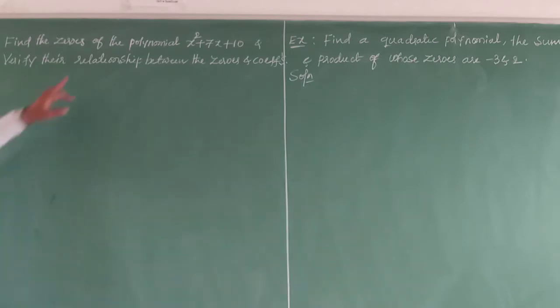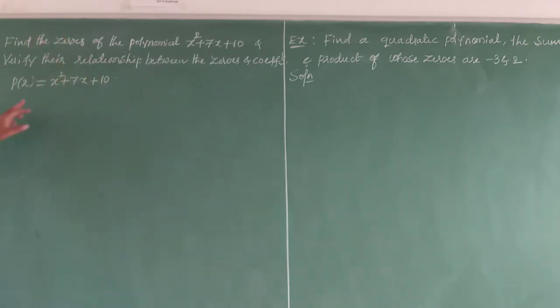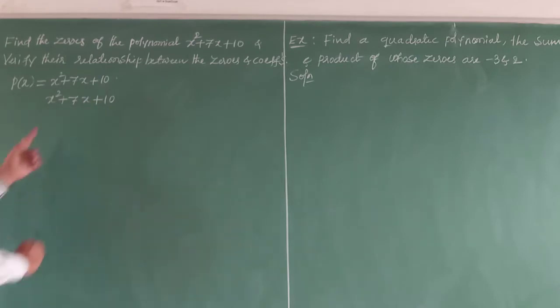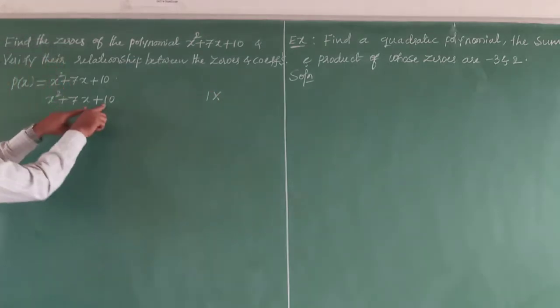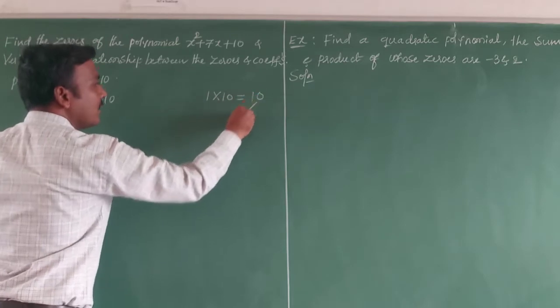Solution: first, you have to find the zeros, we don't know them. Let us consider p of x equals x square plus 7x plus 10. This is the quadratic polynomial. We have to find the zeros of this polynomial first. By splitting the middle term, already you know this method, the coefficient of x square is 1 into constant term is 10. We have to multiply these two, it gives us 10.